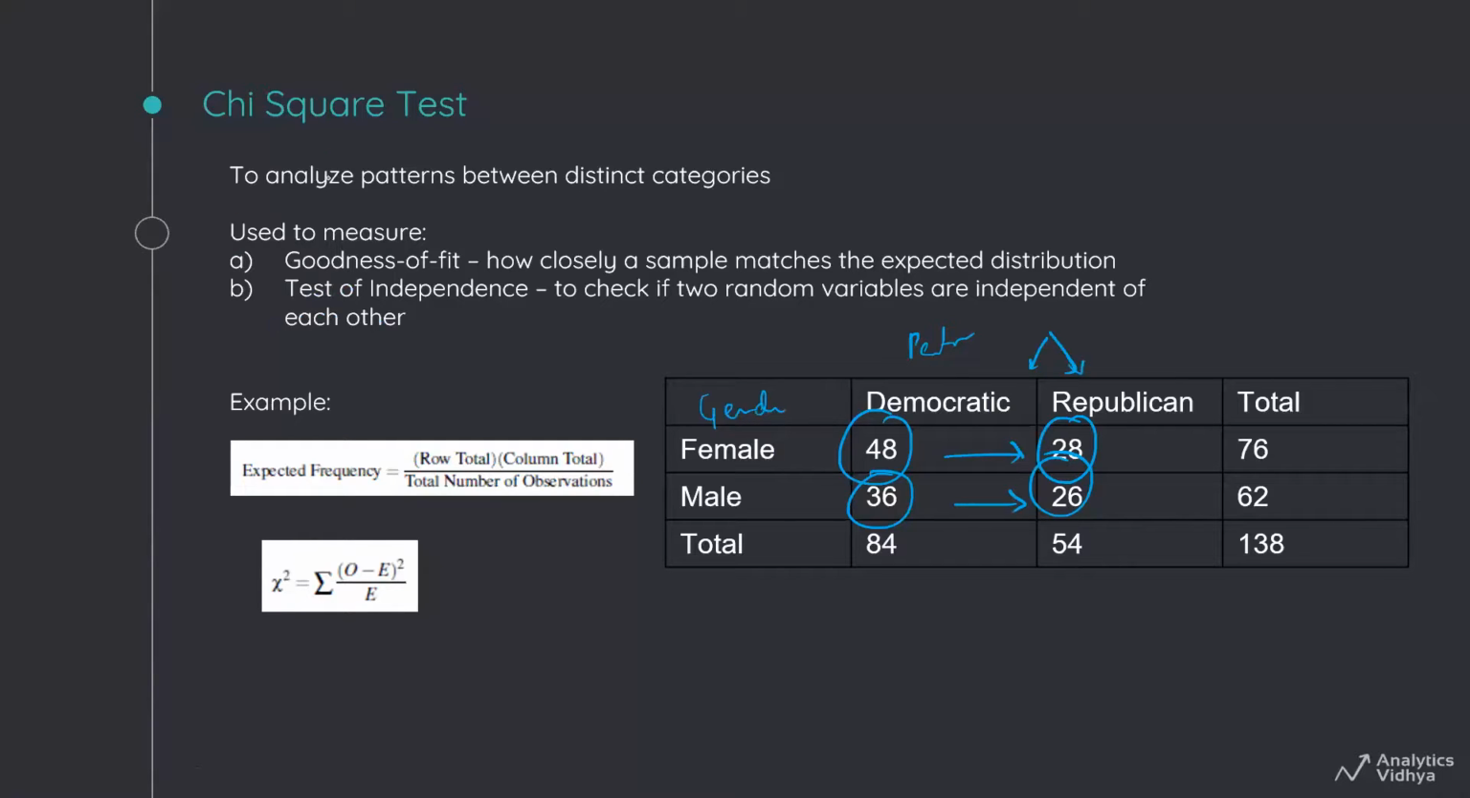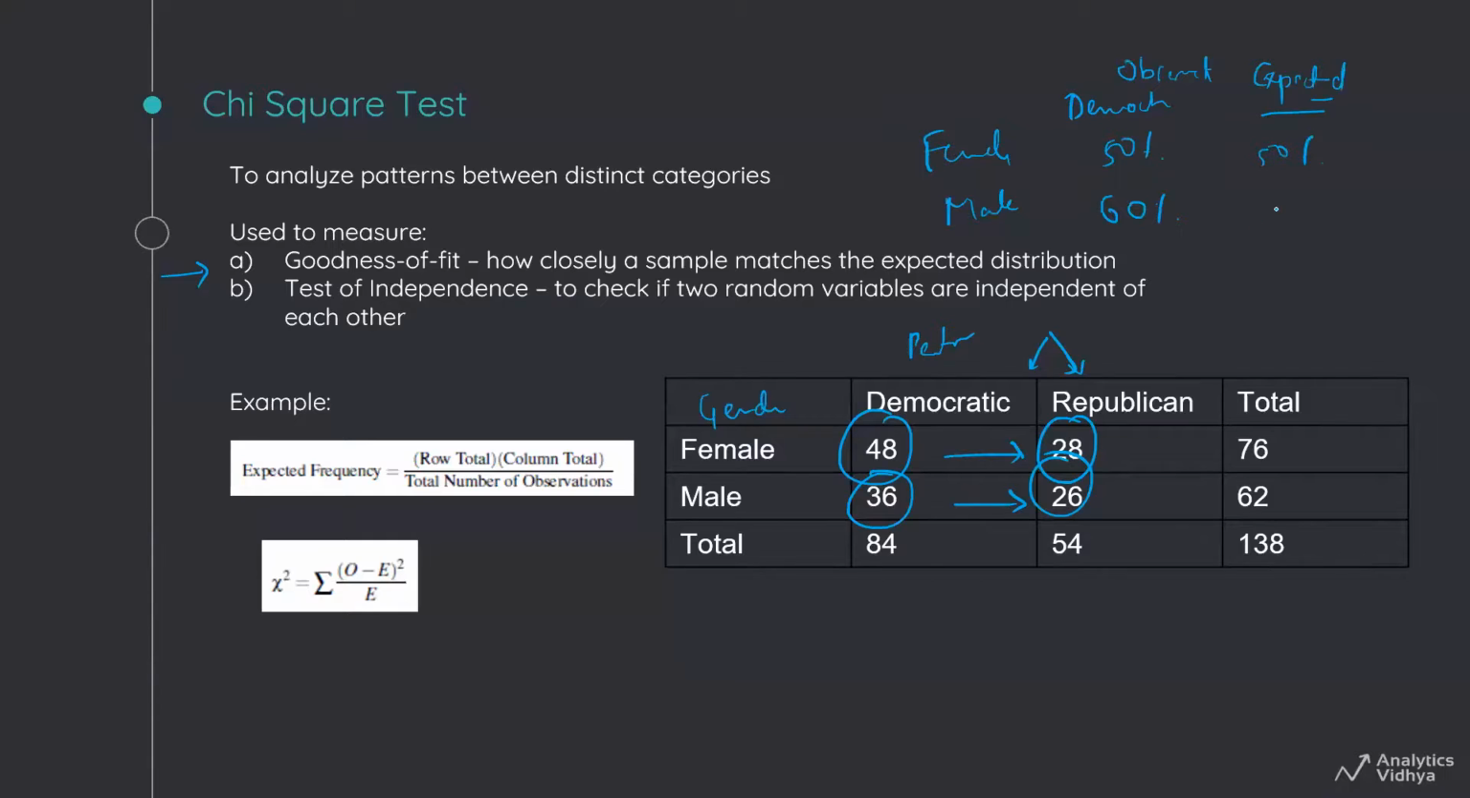So the chi-square test can be used in two different scenarios. One is to understand the goodness of fit. So say you have only one category, the Democratic Party, and you have gender at hand. So 50% of the male voters are voting for the Democratic Party. 60% of the male voters are voting for the Democratic Party. So is this acceptable? This is the observed value, and there is something called expected value that you usually expect.